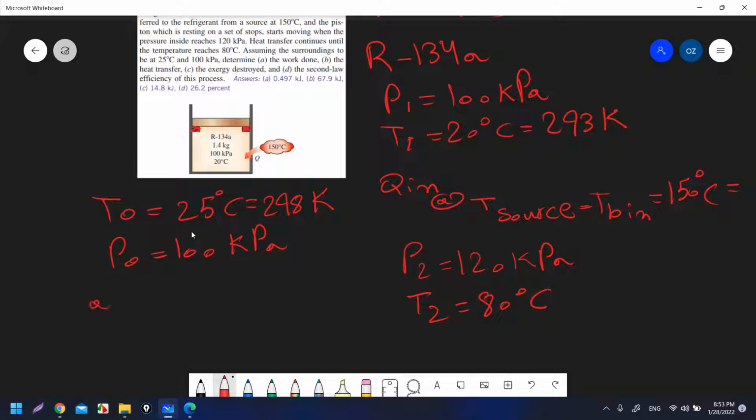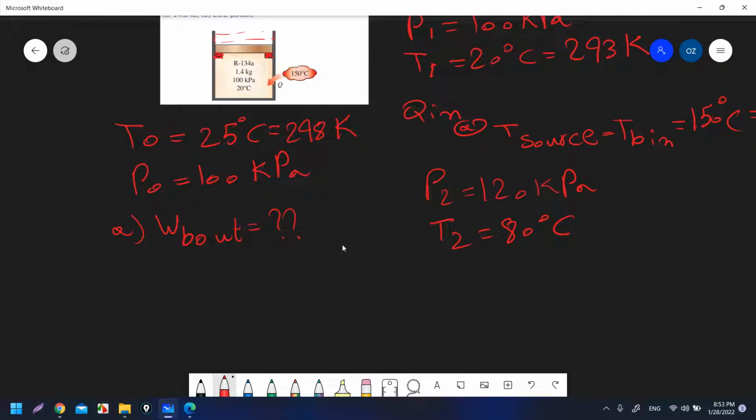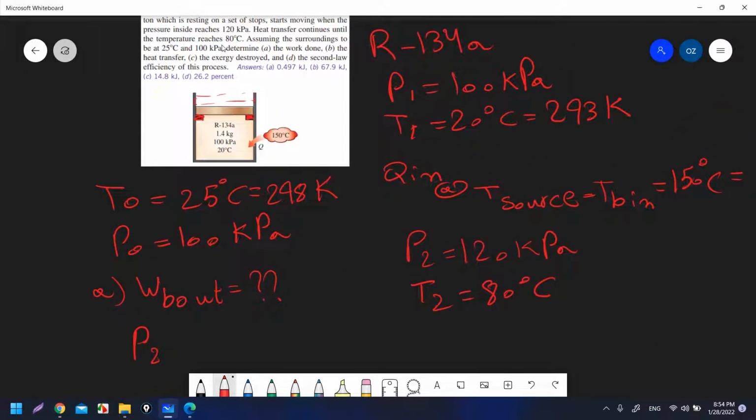So he is asking for the boundary work, and boundary work out, because it cannot go down, it will expand after it heats the source. This Q heats the refrigerant, it will expand and the piston will rise up. So work boundary out is needed, and it is P2, because it will be a constant pressure, quasi-equilibrium process at P2. The piston will start to move with P2 after it reaches 120 kilopascal.